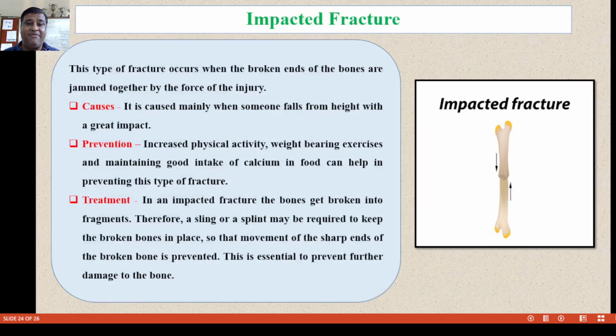Now next is impacted fractures, where the bones are jammed, meaning the upper bone gets struck into the lower bone, goes inside. What are the causes? Sometimes a fall from a height with greater impact. What are the preventions? Increase physical activities, weight-bearing types of exercise, maintaining a good amount of calcium foods. What are the treatments? The fracture can be broken into large fragments, so a sling or splint may be required, and you have to stop movements, and essential care is provided so that further damage is not caused.